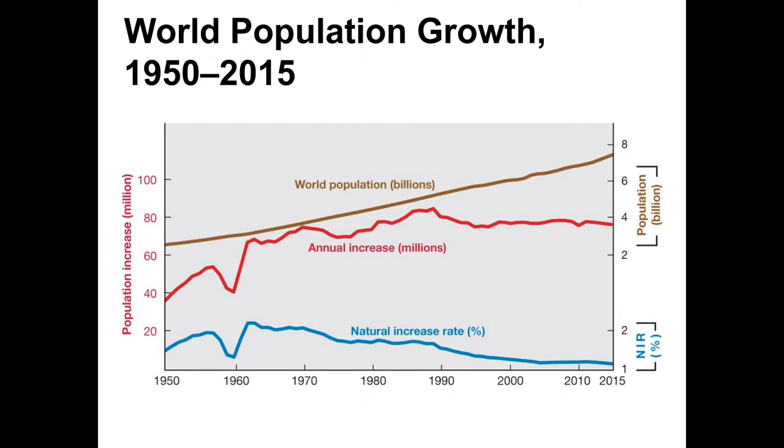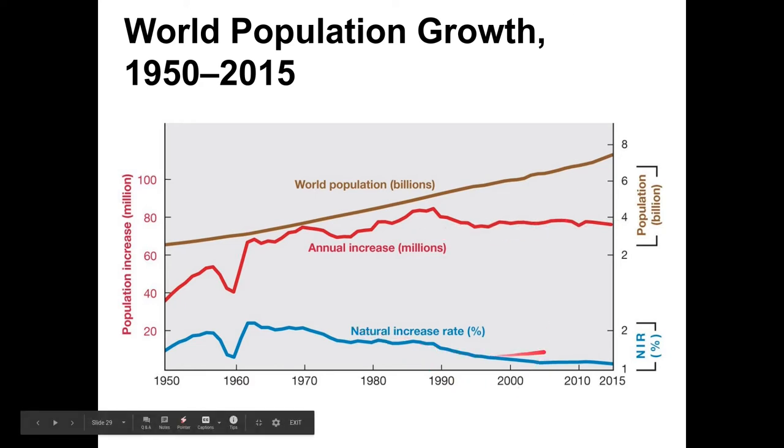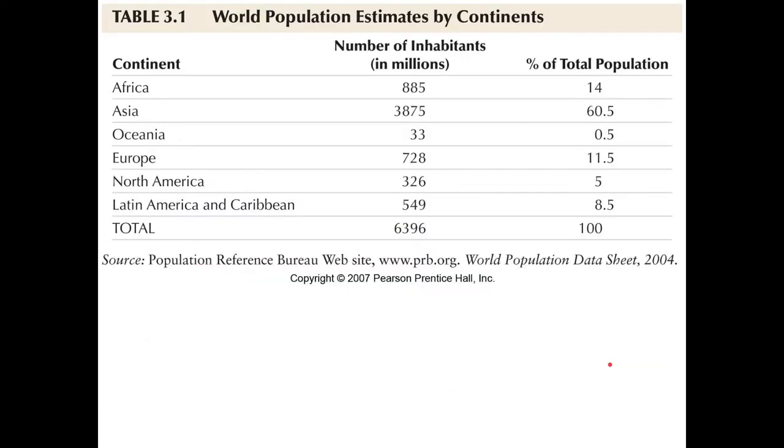Here we've got population growth, 1950 to the present, showing that the increase was taking off very rapidly. And then it's kind of just plateaued. The annual increase is kind of stabilized. The increase rate continues to come down, but it's still positive. So we're still growing. And that's important, and I'll explain that in just a minute. Population estimates by continents, Africa, Europe, incredibly important.